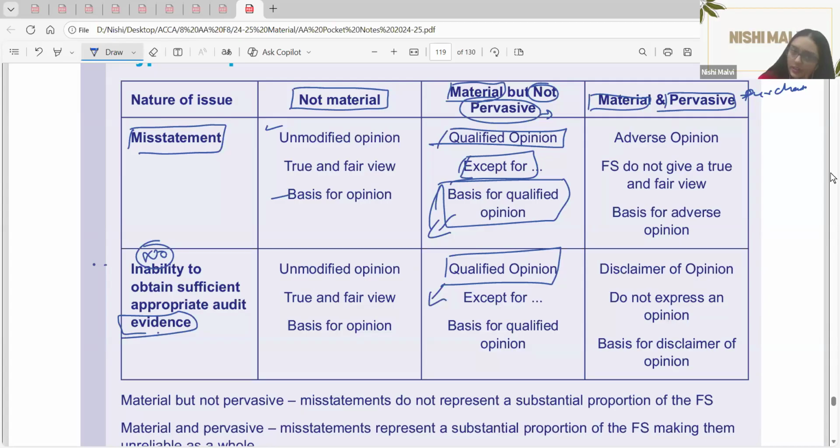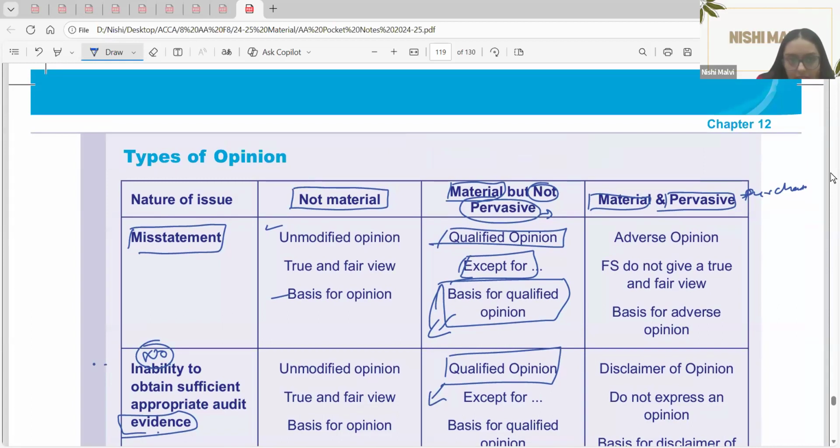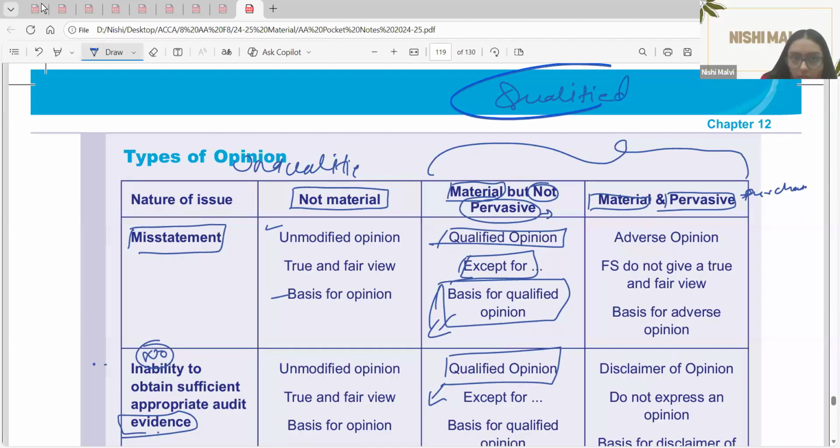Unqualified and unmodified report wordings are the same. Actually, see, this is unqualified, and these are considered as qualified. Sorry, modified report.